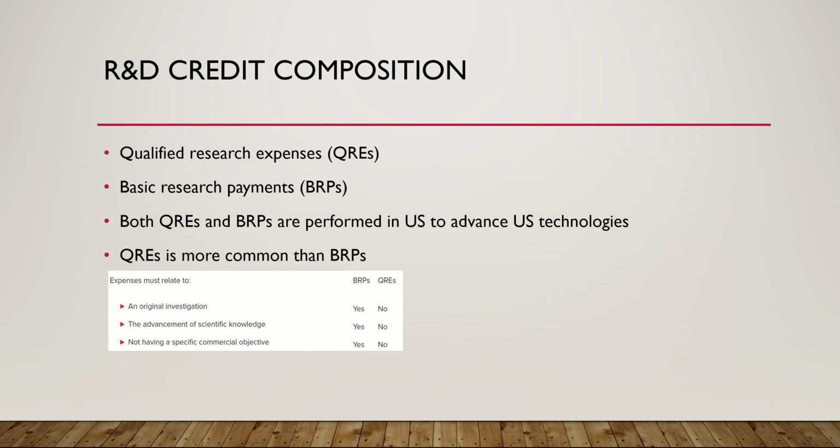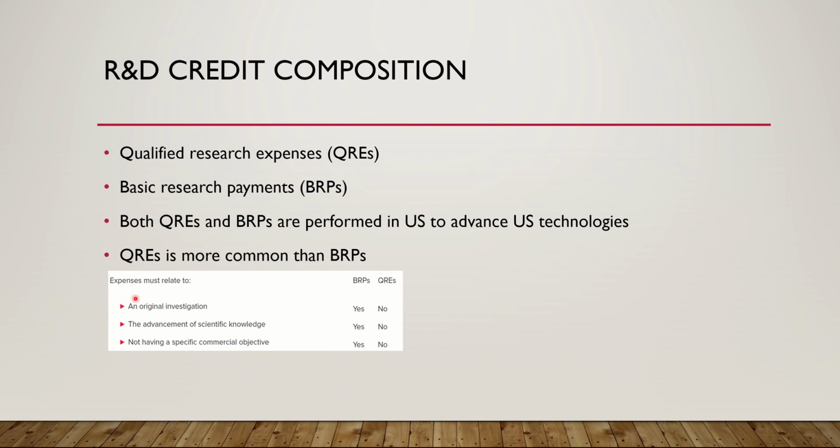The R&D credit equals the sum of amounts calculated using two different kinds of expenses: qualified research expense and basic research payments. Qualified research expense must be for specific commercial objectives. Qualified research expense doesn't have to be for the advancement of scientific knowledge. They can be for product, process, and software development or improvement.